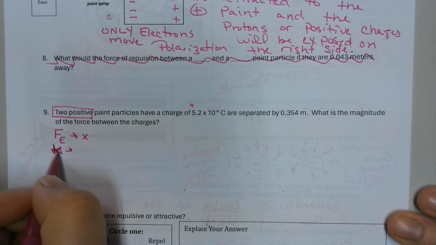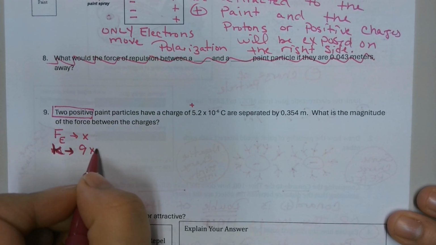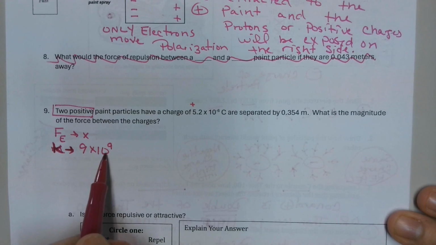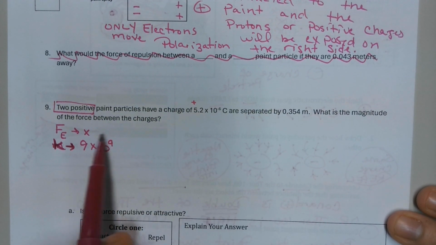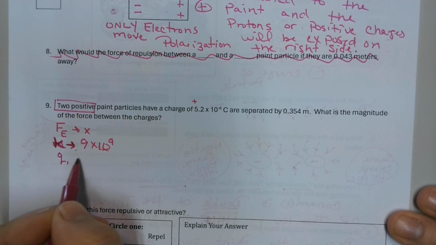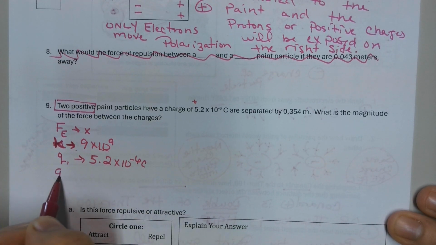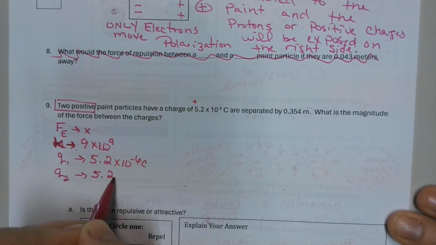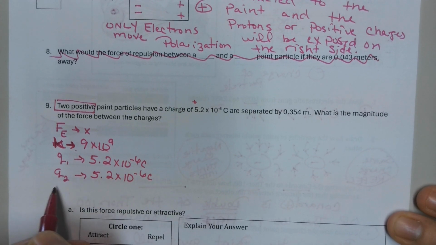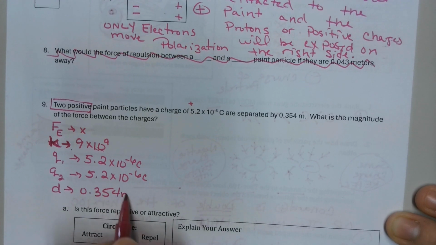Sorry, k. k is a constant. Don't memorize k. I'm going to give you k. So 9 times 10 to the 9th. Not negative 9, positive 9. These are negative numbers, but this one's going to be a positive number. I saw a lot of people putting 9 times 10 to the negative 9. This is a positive 9. The first charge is 5.2 times 10 to the negative 6. The second charge is also 5.2 times 10 to the negative 6. The distance between them is 0.354 meters.